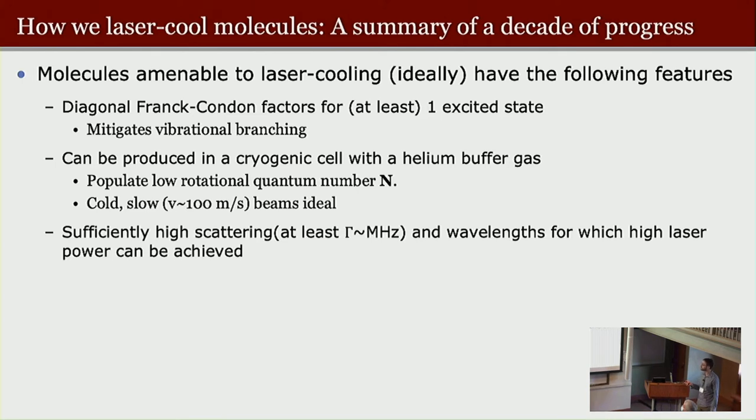So, brief review: molecules that are amenable to laser cooling are ideally going to have a few features. They're going to have diagonal Franck-Condon factors for at least one excited state to mitigate vibrational branching. Ideally, they can be produced in a cryogenic cell, probably using a helium buffer gas, in order to populate low rotational quantum number. If you did it at room temperature, you'd populate many vibrational and rotational states, other than the states that you're interested in, which are either N equals 1 or 0, typically.